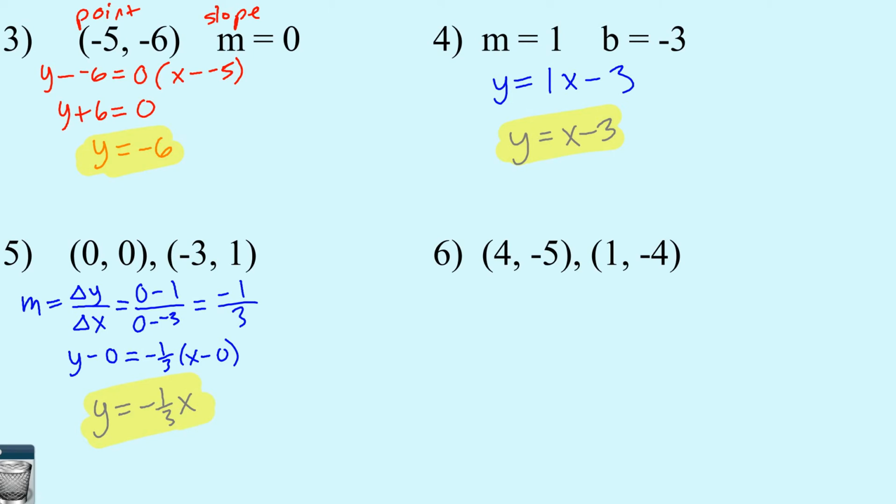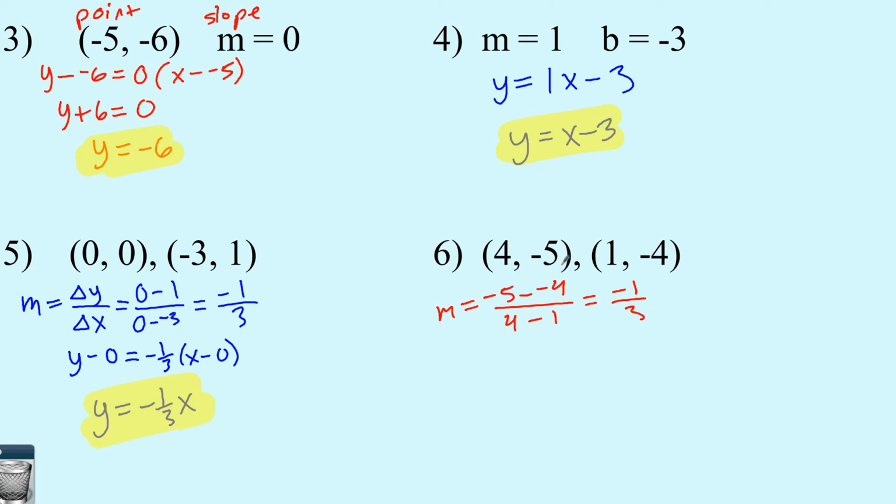Number 6. Well, we need a point. We need a slope. So we do the change in y over change in x. Negative 5 minus negative 4 over 4 minus 1. So that's just negative 5 plus 4, and we get negative 1 over 3.